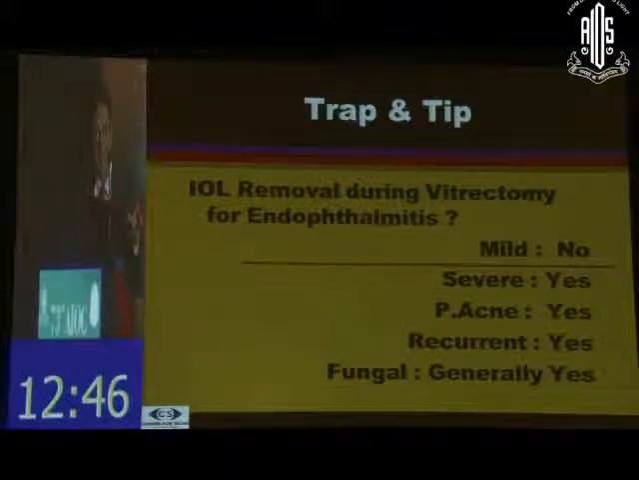Similarly, in P. acnes, where the offending organism is generally within the capsular bag, you have to do a complete vitrectomy, take out the bag, and generally the IOL also. In recurrent patients who have not responded, again try to remove the IOL and do a base dissection. In fungal cases, antifungal agents are available, but generally most patients of fungal endophthalmitis require vitrectomy or revitrectomy.